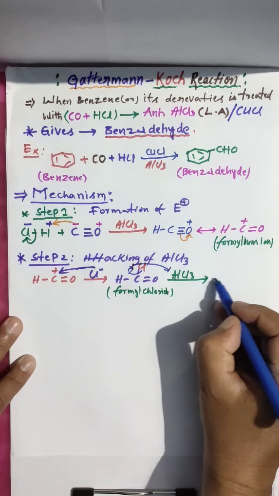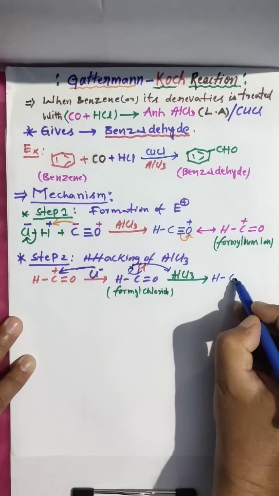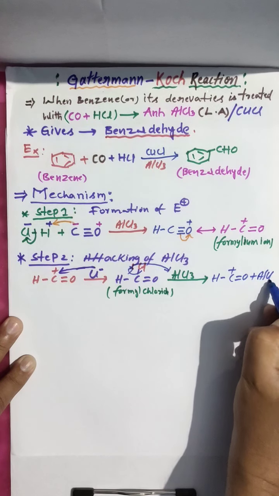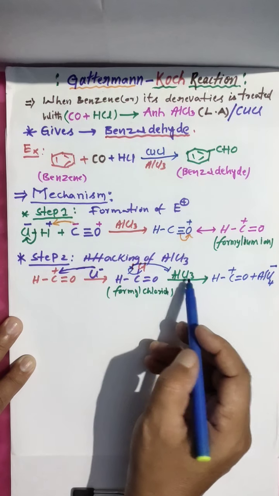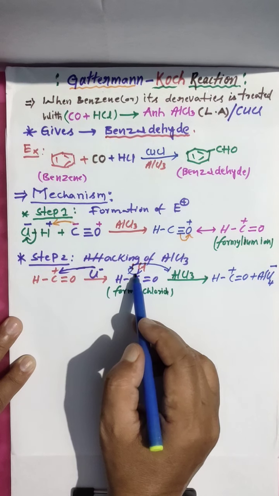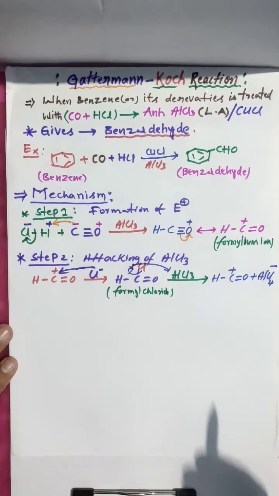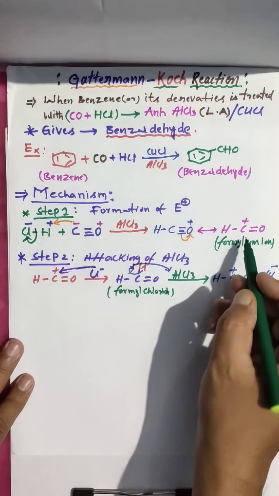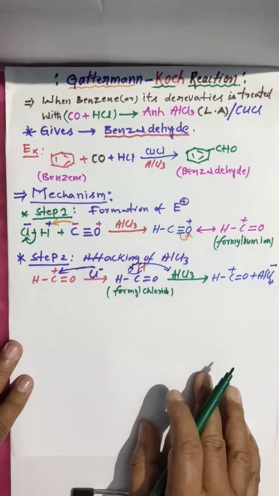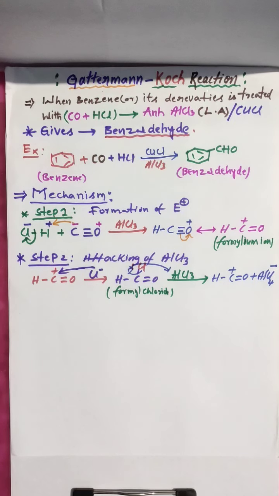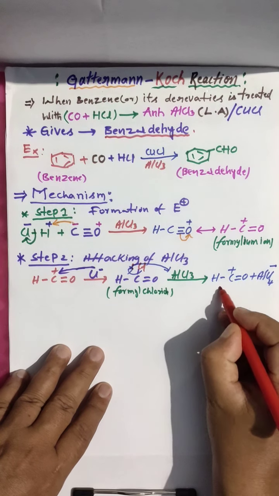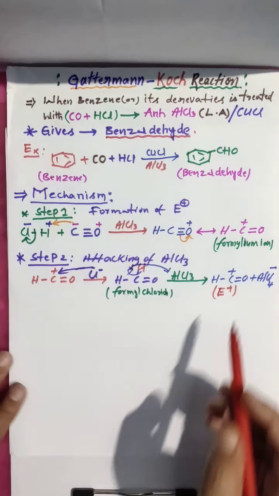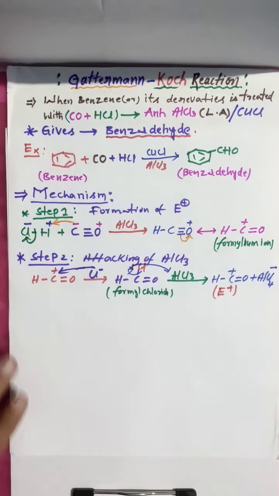Clear? Then you are getting H-C double bond O plus, and AlCl4 minus. AlCl3 is there, it will take one chlorine, giving AlCl4 minus. Again we get the formylium ion, and it is a continuous process. So totally this formylium ion acts as an electrophile. Remember, plus charge is nothing but electrophile.